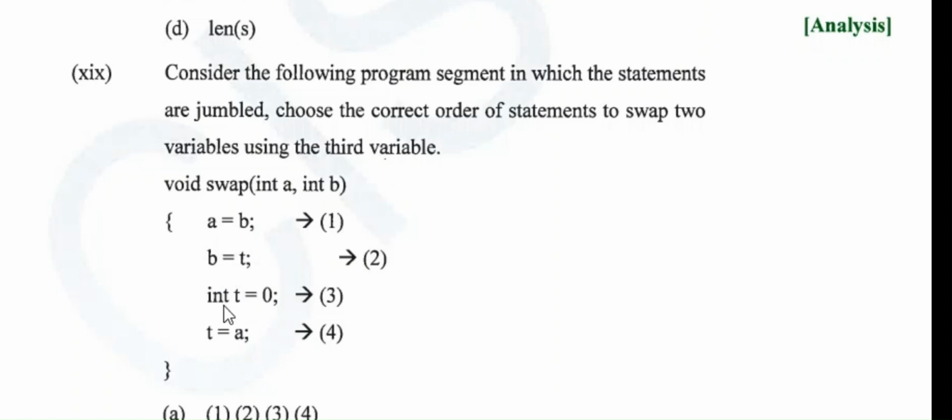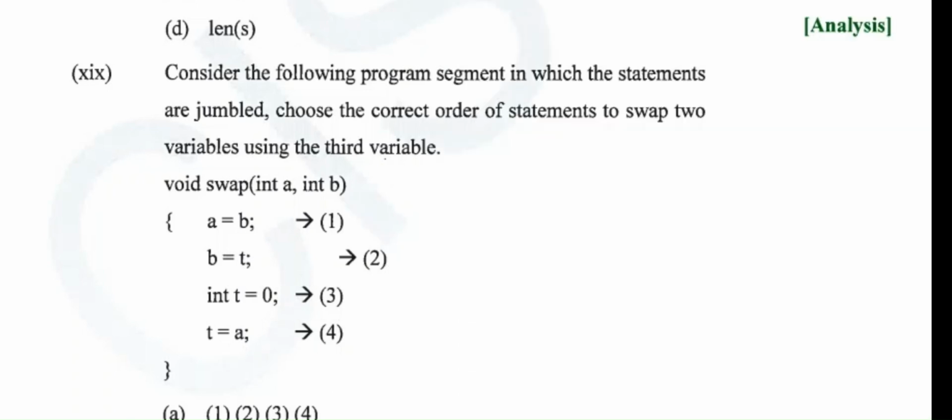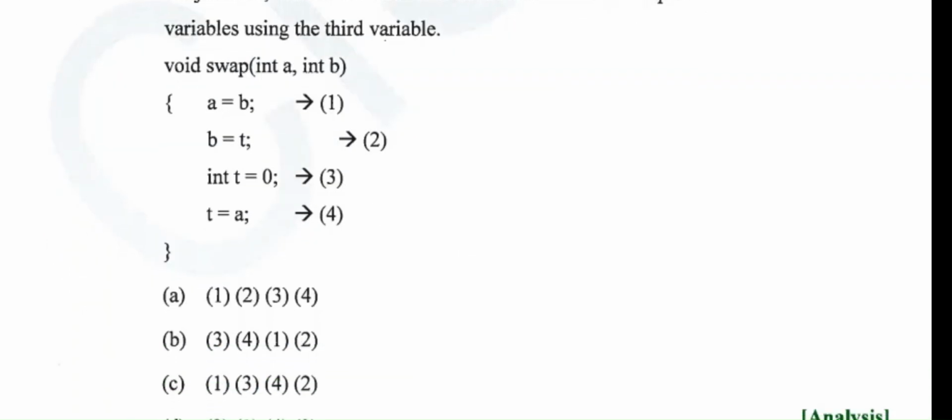Swapping of two variables: take a temporary variable t, int t = 0, then t = a, then a = b, b = t. So the order is 3, 4, 1, 2. This is option B. Then the last one.